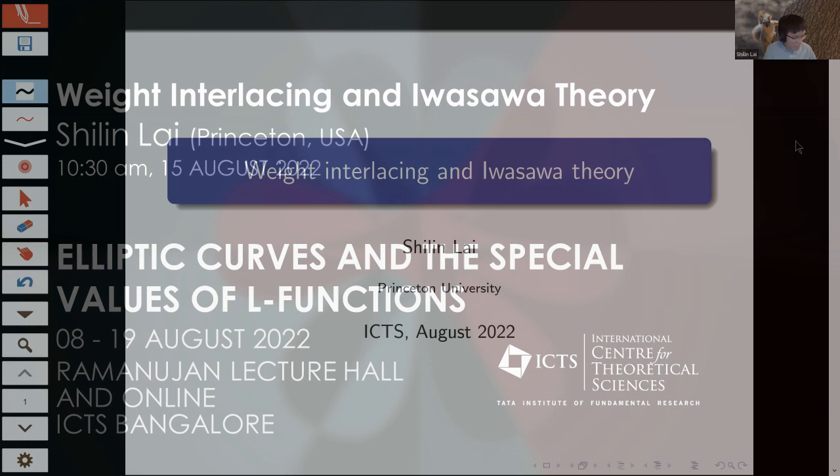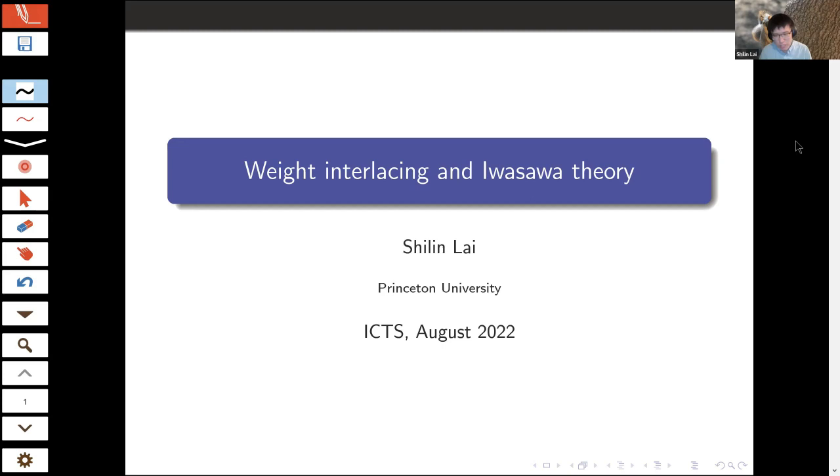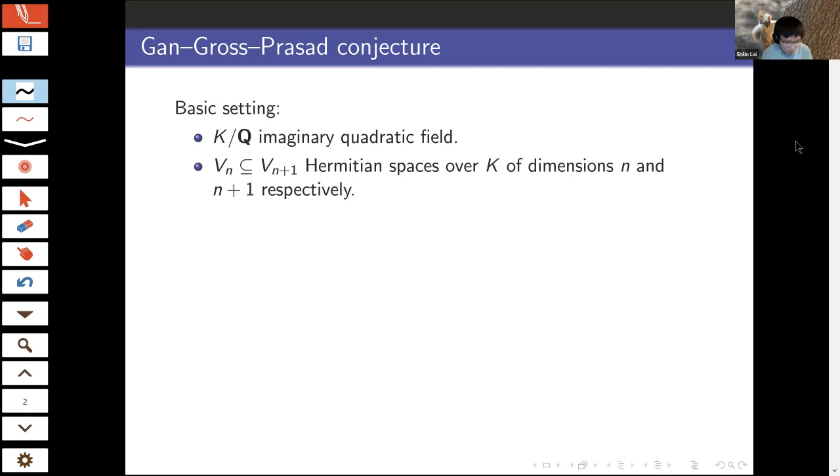Okay, so my talk today will be about Iwasawa theory in the setting of the Gan-Gross-Prasad conjecture. To start the talk off, I'm just going to give some automorphic background on the Gan-Gross-Prasad conjectures themselves.